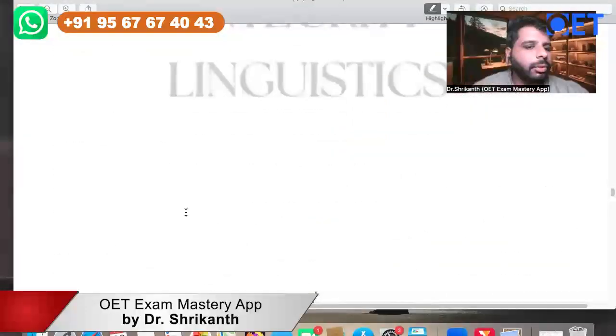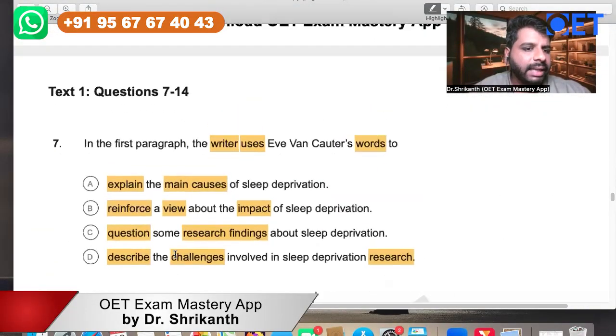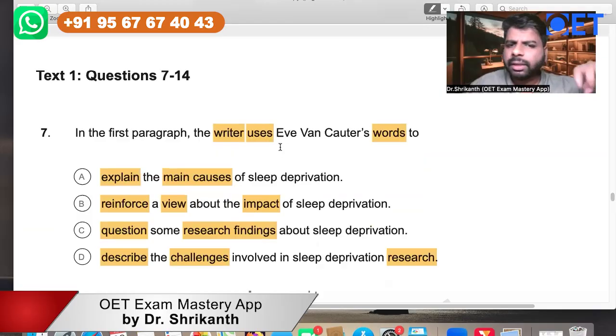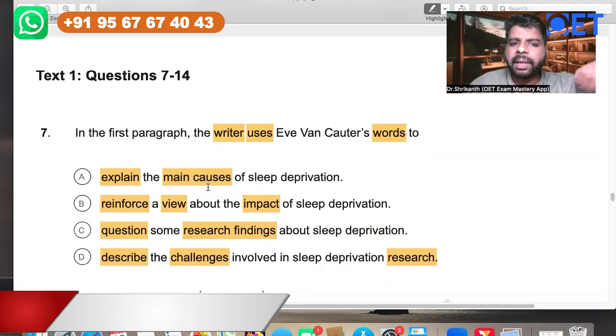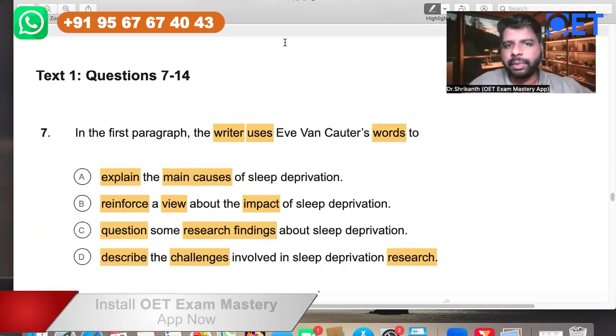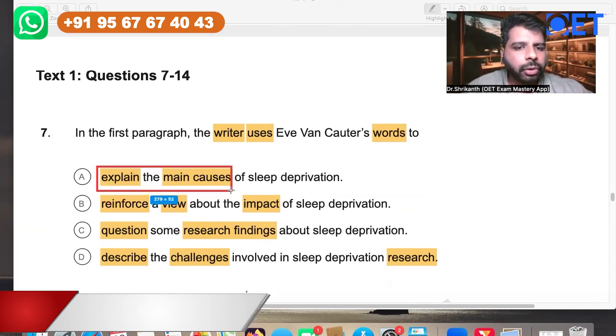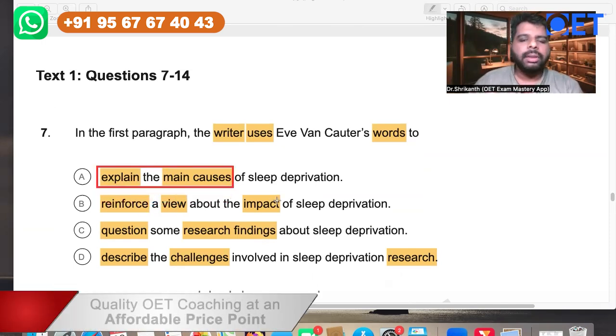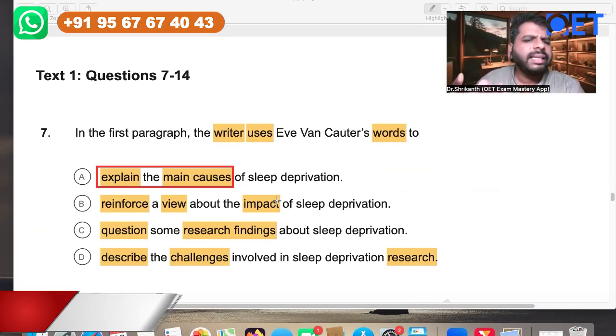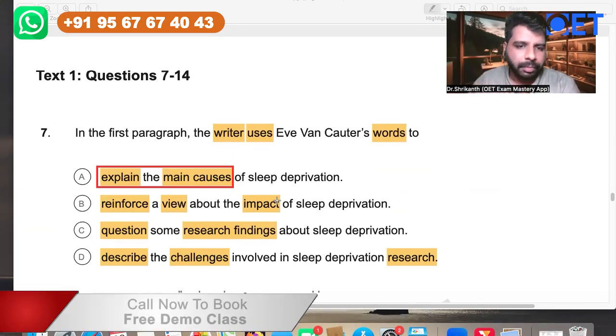Okay, so now let's come to the answer options. Now, what is answer option A telling? The writer is using Yvonne Cotter's words to explain the main causes of sleep deprivation. Now, is this mentioned anywhere? Okay, so you can go back and forth. So here, explaining the main causes. Did we read about Yvonne Cotter or the writer saying this causes sleep deprivation, or this causes sleep deprivation? We did not read anything about what causes sleep deprivation.